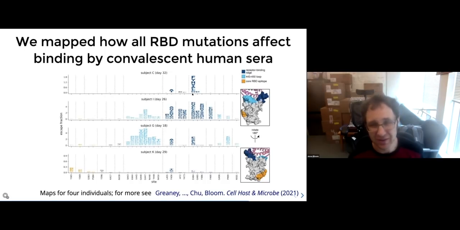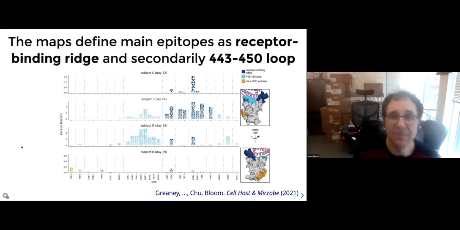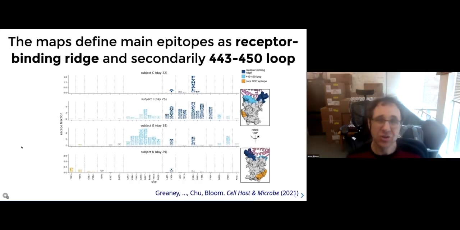For instance, in the case of this individual, you can see that mutations at site E484 have a really big effect on that antibody binding. In particular, we think the major epitopes for convalescent human sera on the receptor binding domain are this receptor binding ridge epitope, which prominently includes site E484, and also this 443 to 450 loop, which is on the other side of the receptor binding motif shown here in light blue, that's dominantly targeted by a smaller fraction of individuals, such as this one shown here.